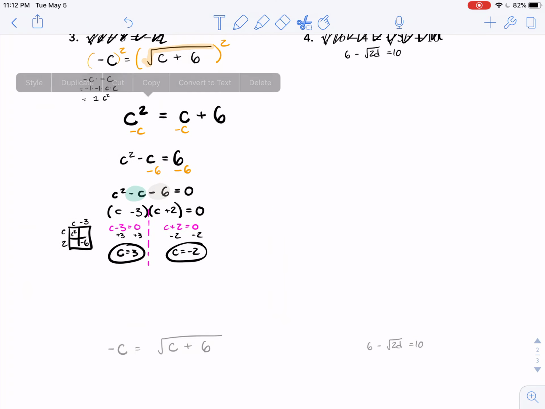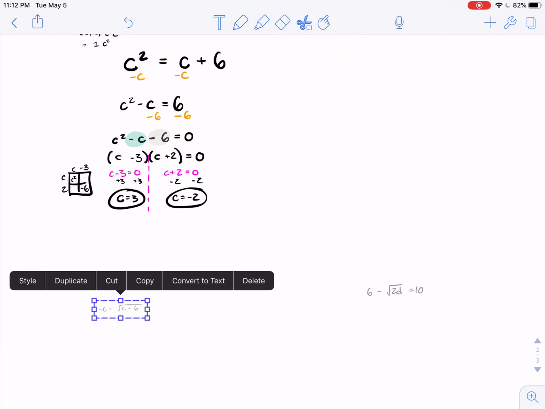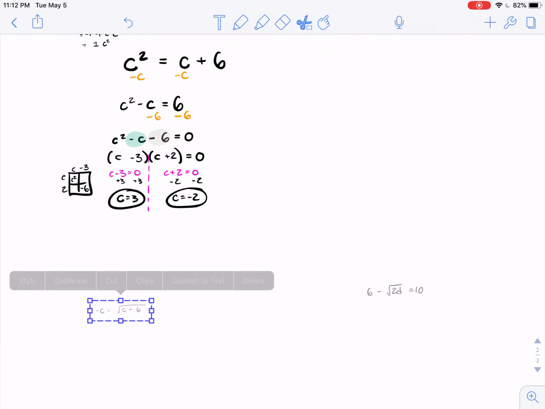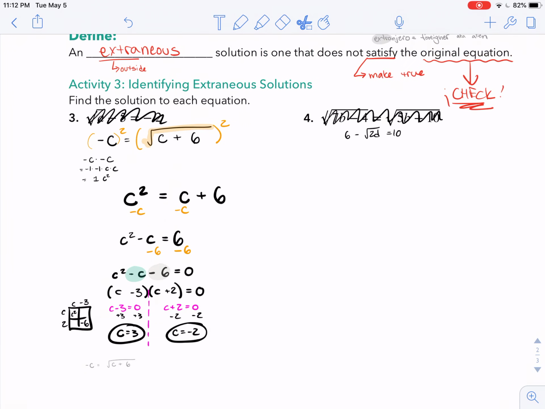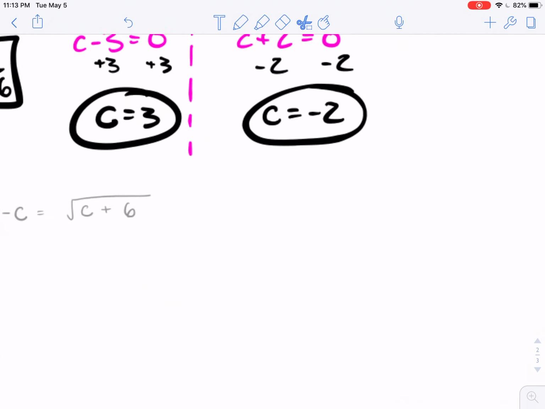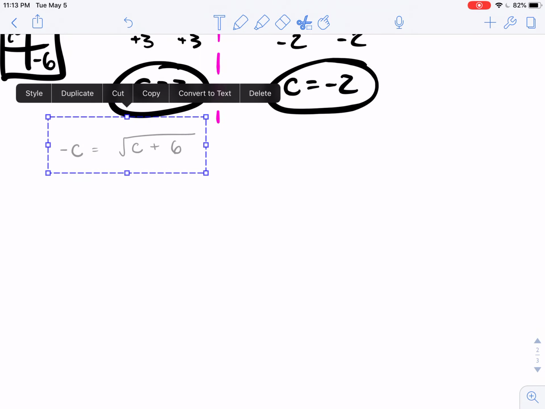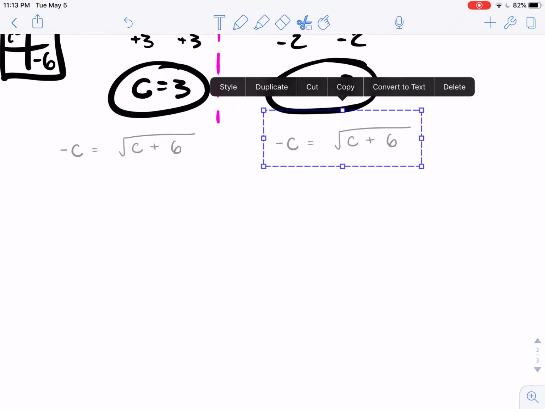Nice. That's much better. Now we need to check our solution for each of those, because we want to make sure that neither of these is extraneous. So we're going to plug it into the original equation to make sure it is true. Hey look, how convenient. We have our original equation here. So let's plug each of these into our original equation to see if it works.